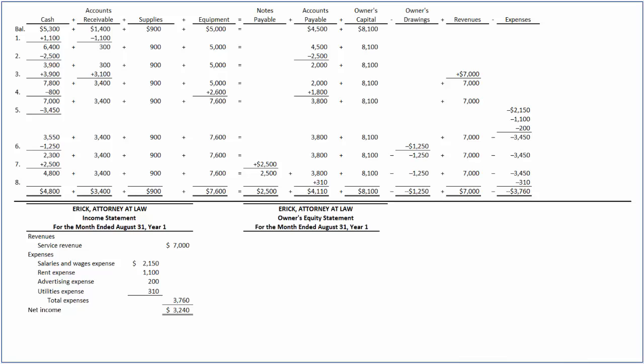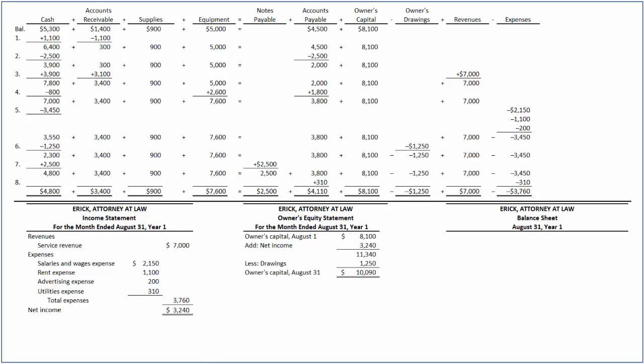Now, let's prepare the owner's equity statement to compute the closing balance of owner's equity. The beginning balance of the owner's equity is $8,100. To this, we add the net income of $3,240, which gives a balance of $11,340. From this, we deduct the owner's drawings of $1,250, as it is a disinvestment and reduces the owner's equity. By deducting $1,250 from $11,340, we arrive at the ending owner's capital of $10,090.